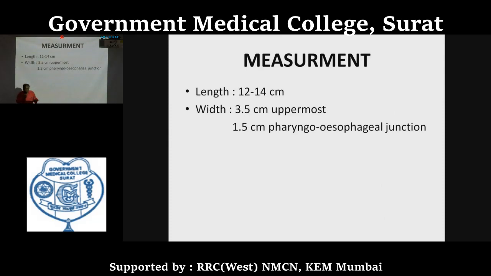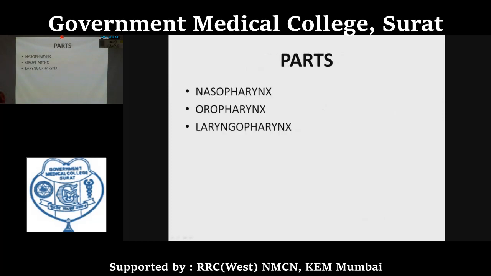In fact, this pharyngo-esophageal junction is the narrowest part of the alimentary canal, except for the vermiform appendix. So this is about the measurement. Now, let's go to the different parts of the pharynx.